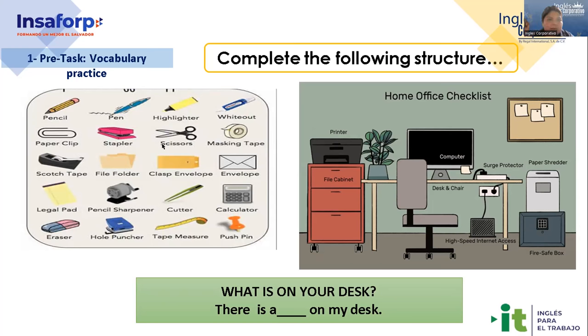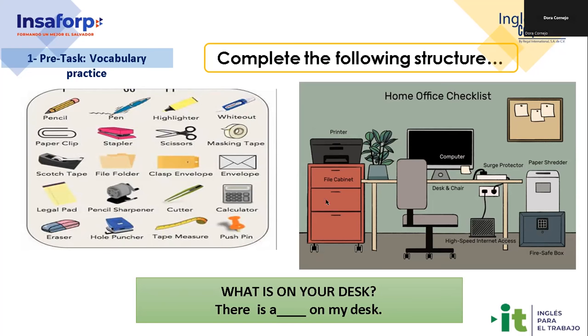Paper clip, staple, scissors, masking tape, scotch tape, file folder, a class envelope, sobre de, how do you call this? Sobre de Manila. Okay, an envelope, un sobre, normal, simple. Okay, a legal pad. A pencil sharpener, una sacapunta, a cutter, okay, una herramienta de corte, a calculator, an eraser, a hole puncher, para hacer los hoyitos, ¿verdad? En las paginitas. And tape measure, una cinta métrica, or a pin.